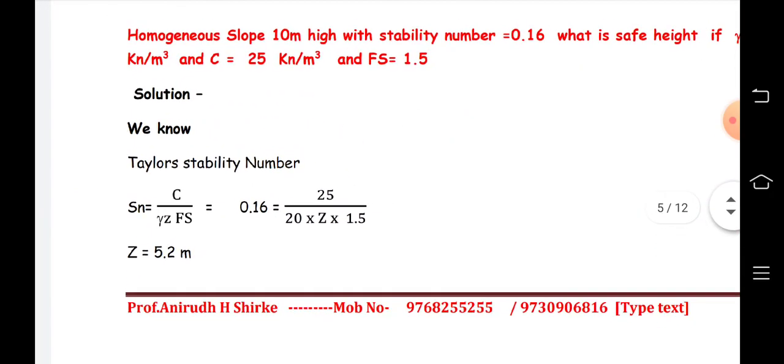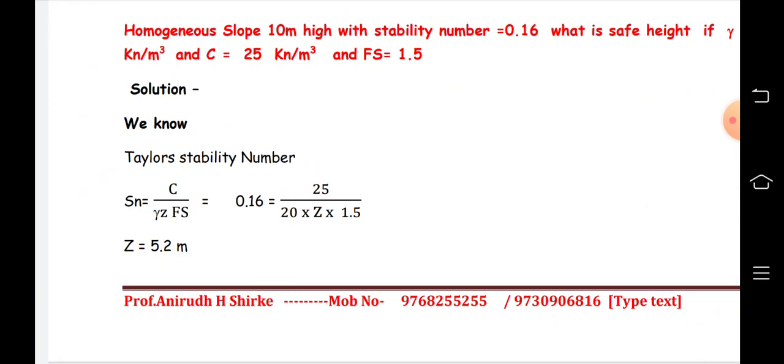We just put the values in the formula. Okay, so this is a very important formula, Sn equal to c upon gamma Z into Fs. This is the Taylor stability number.